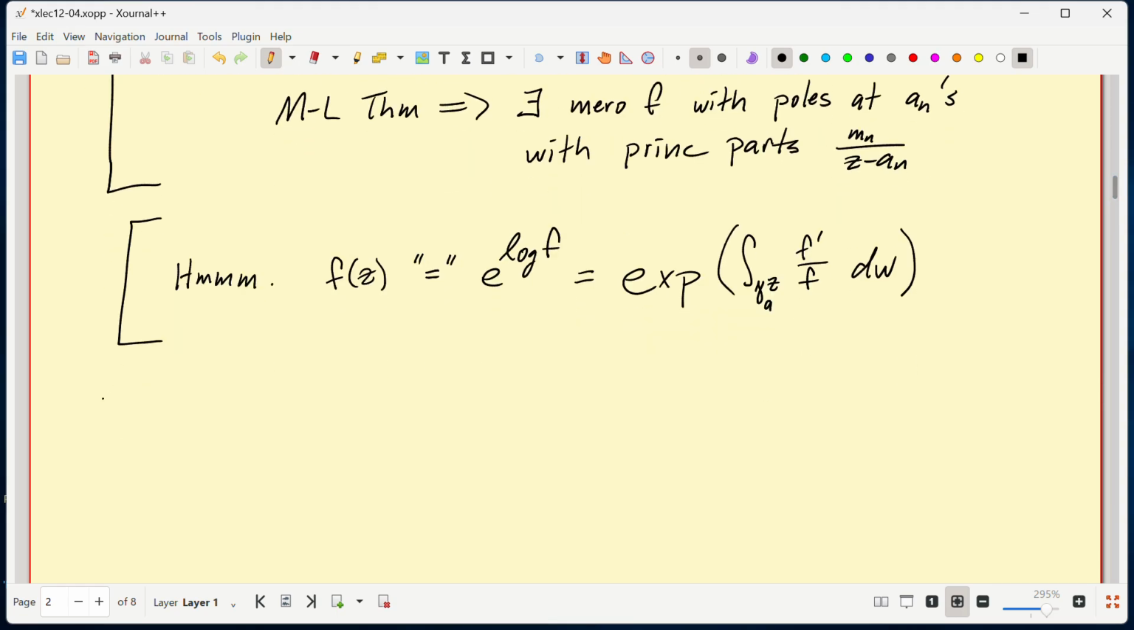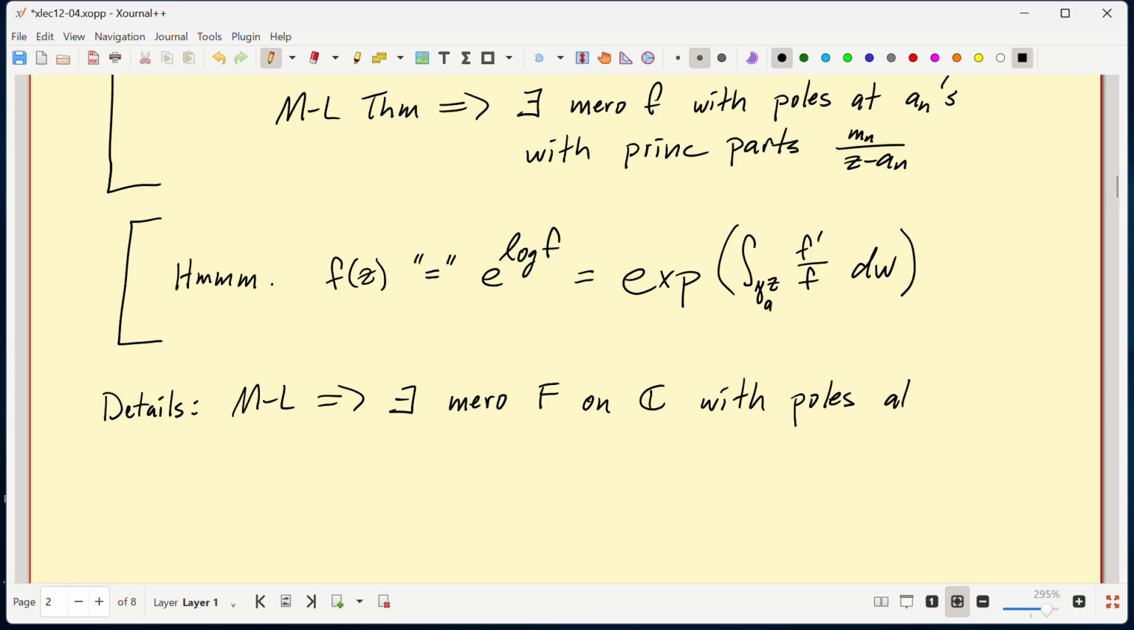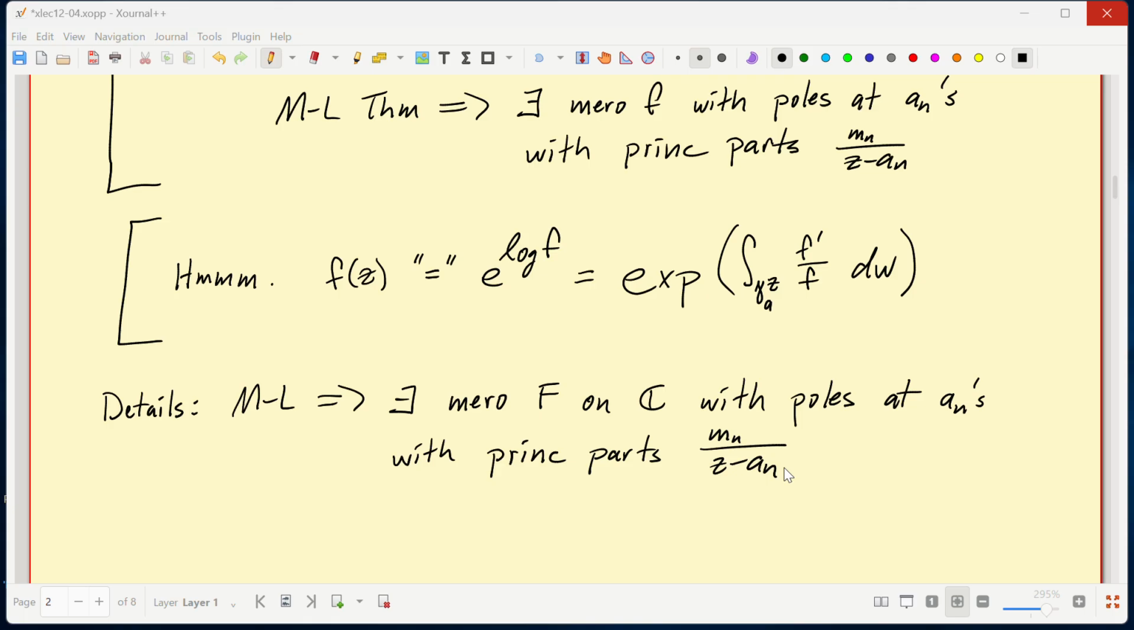Okay, so now here's the details. Mittag-Leffler theorem implies there exists a meromorphic F on the whole complex plane with those prescribed poles, with poles at the an, with principal parts what they're supposed to be: order of the zero divided by z minus an.